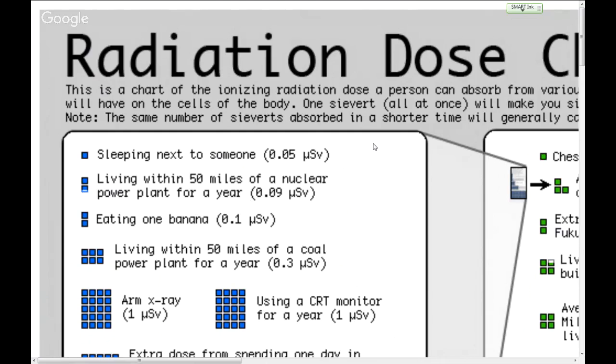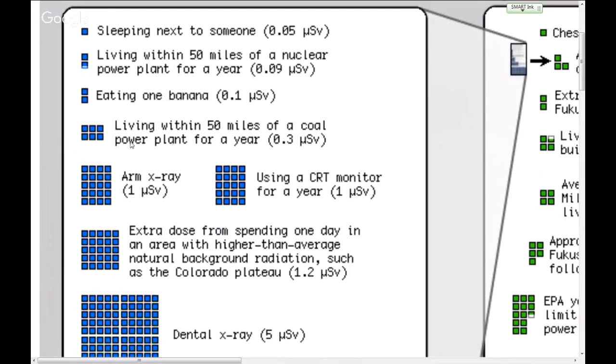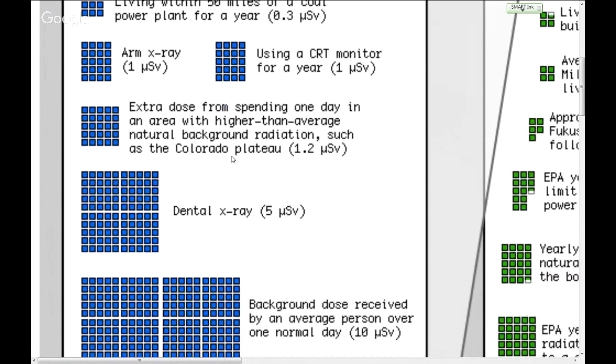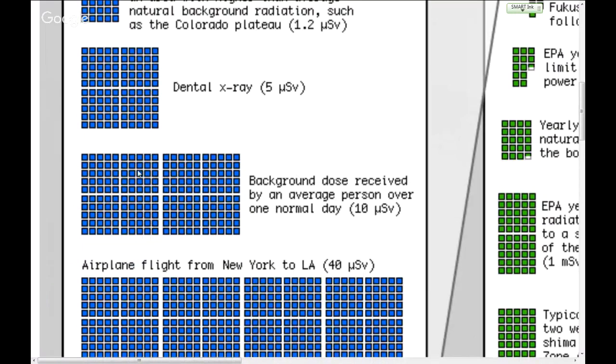Okay. You want to get twice as much radiation of that, you got to eat a banana. Right? Also get some radiation from that. Then we're talking about power plants, which you don't get from the generation of the power, but more just the coal itself is going to have radioactive particles in there. X-rays, using a monitor, this kind of stuff, dental X-ray. And then you put all that together, and this set of blue boxes, about 10 microsieverts, is how much radiation we all get every day, ionizing radiation.